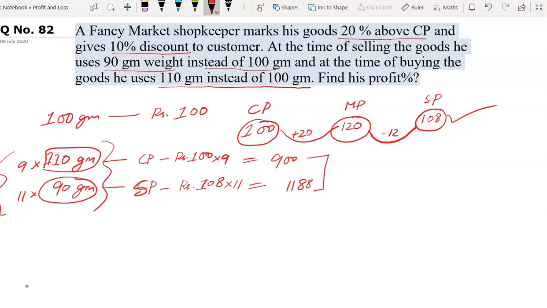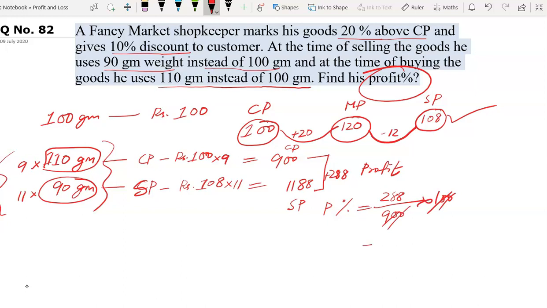Now if this is our SP, this is our CP. So if we take the difference, we will get 288, and this SP is greater, so this is profit. Now we need to find the profit percent. So profit percent will be how much? Profit upon CP is 288 upon 900 into 100. 9 3s are 27, 9 2s are 18. So 32% is the profit percent, and this is our answer.